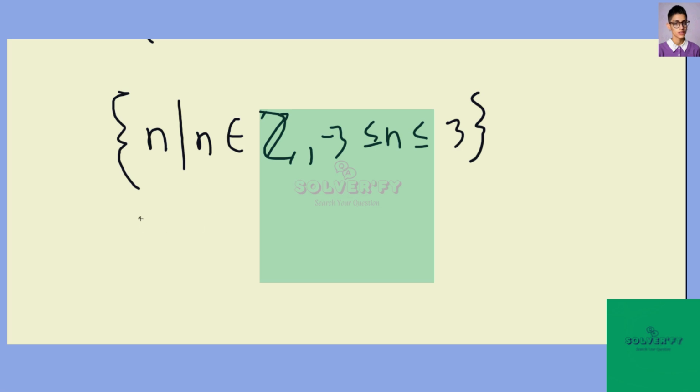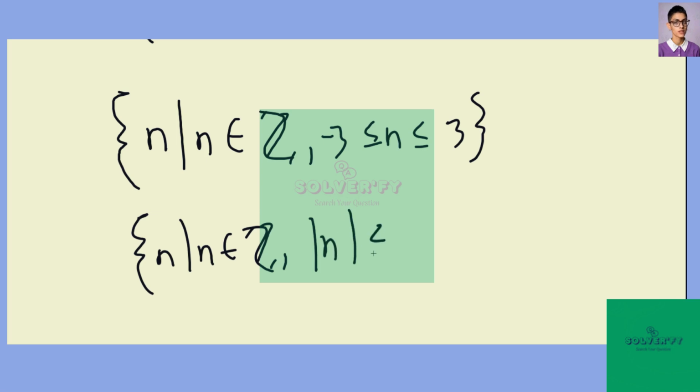So you could say the set of all n such that n is an element of the integers, and the absolute value of n is less than or equal to 3. Right? Either way, both of these are totally right.